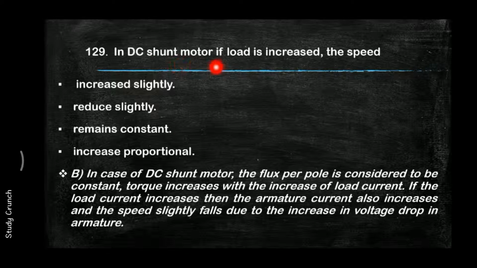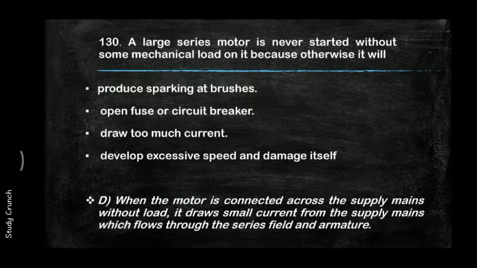In DC shunt motor, if the load is increased, the speed will reduce slightly. So the answer is it is B. Because in case of DC shunt motor, the flux per pole is considered to be constant. The torque increases with increase of load current. If the load current increases, then the armature current also increases and the speed slightly falls due to the increase in voltage drop in the armature.